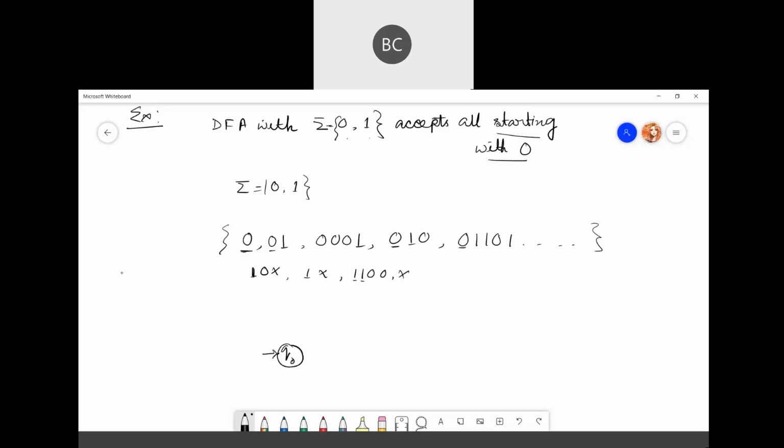0 is the minimum string. So Q naught after reading 0, it will go to the final state. For example, this is the Q1 state and it is 0. So this one is accepting. After reading string 0, it moves to the final state. So this is done. Correct.